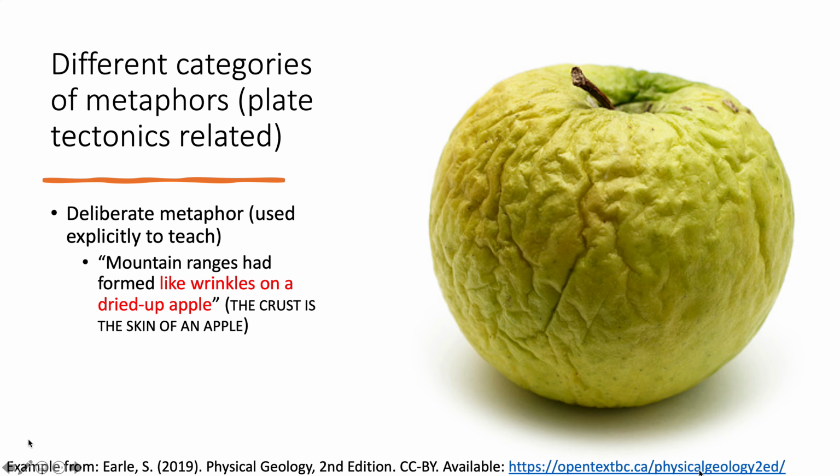Other types of metaphors that we have found are these deliberate metaphors. Deliberate metaphors are ones that are used explicitly by the text to make a point, to teach a particular concept. So in this case, we have mountain ranges had formed like wrinkles on a dried up apple. This is a deliberate example or a deliberate metaphor to give us a sort of an understanding of how these mountains formed.